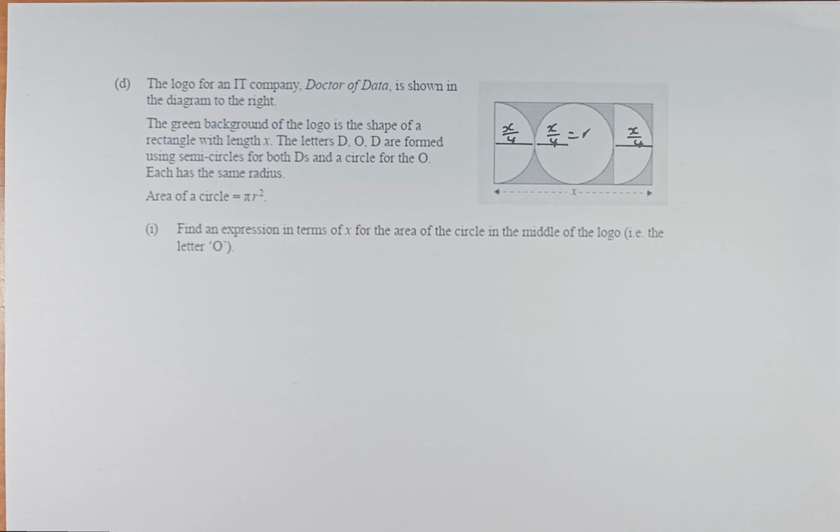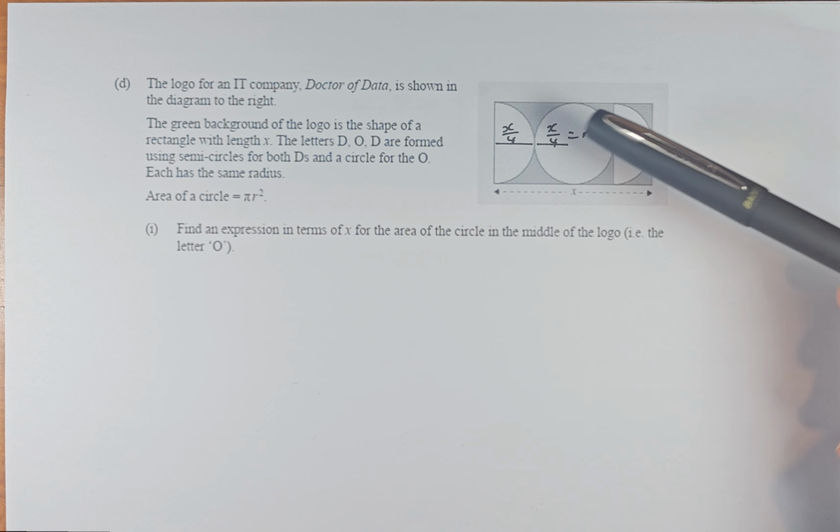The logo of the IT company, Doctor of Data, is shown in the diagram on the right. The green background, the darker one, is the shape of a rectangle with length x. The letters DOD are formed using semicircles for both the D's, and a circle for the O. Each of them has the same radius. Area of circle is pi r squared. Find an expression in x for the area of the circle in the middle of the logo, that is the letter O. So we need to find the area of the circle.